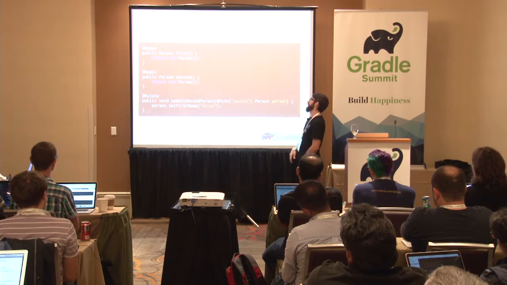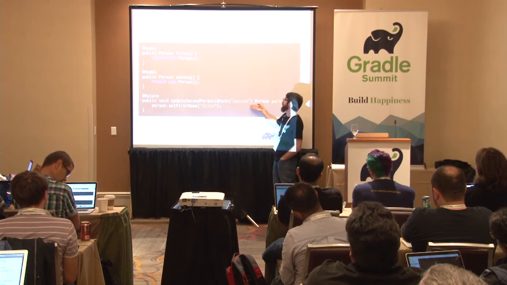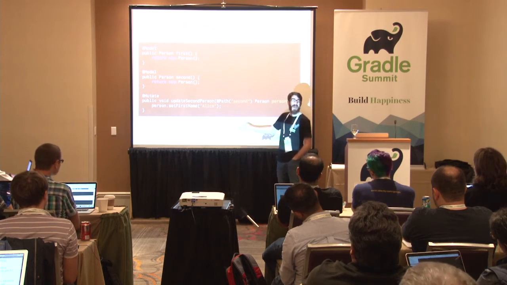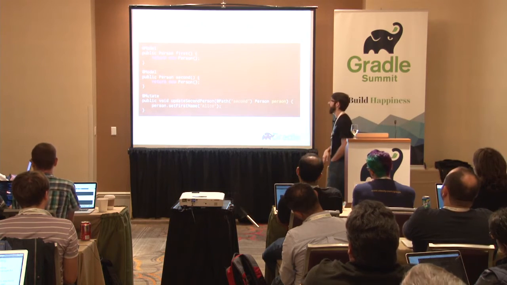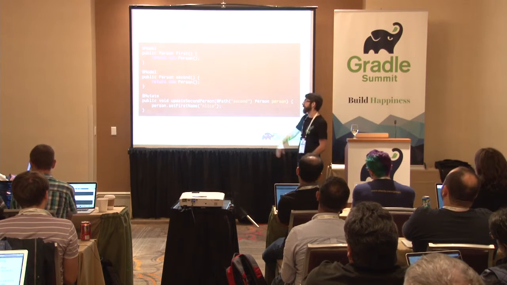So here we say, okay, I'm going to annotate using the path annotation and then pass a string, the path of the particular model element I want. And now Gradle knows, okay, so they want the second person, right?